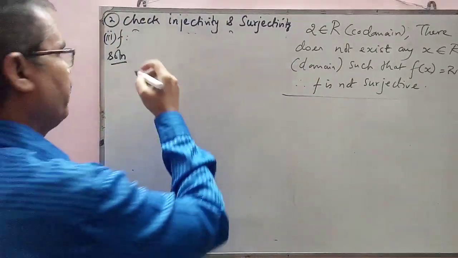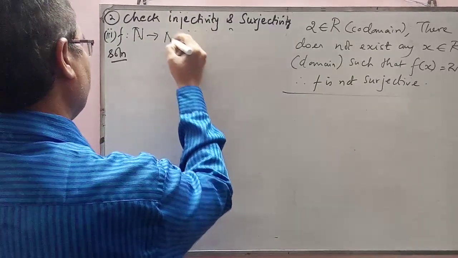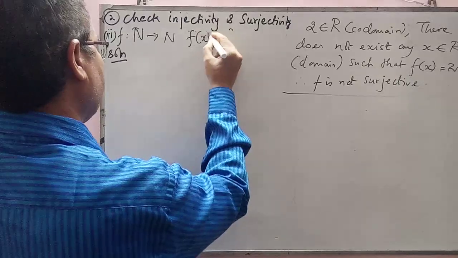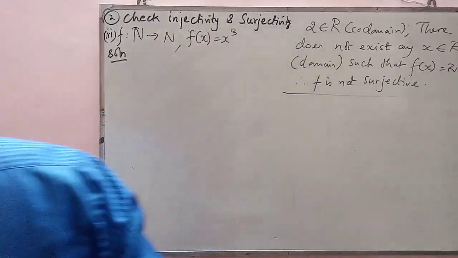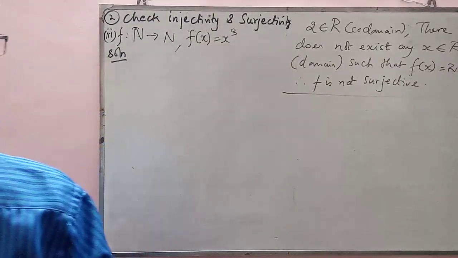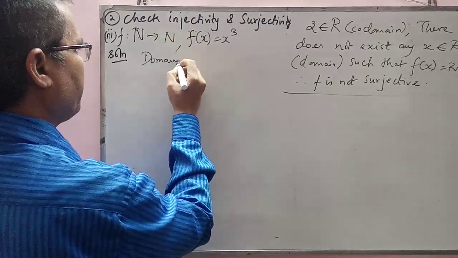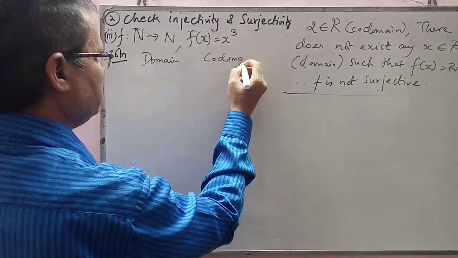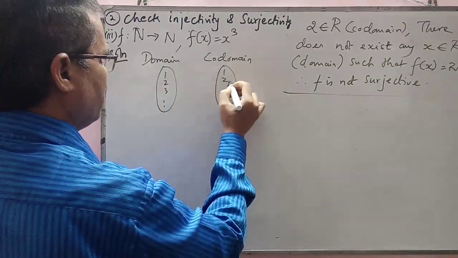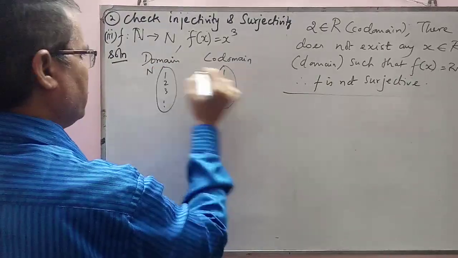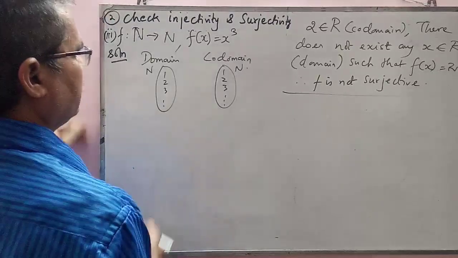Fourth part. The question says f from N to N, natural numbers to natural numbers, where f of x is defined as x cube, x power 3. Okay, children. Now the domain is the natural numbers. The codomain is also the natural numbers, right? Now we are going to map 1, 2, 3, and so on, because the natural numbers start from 1. Okay children, now let us start.